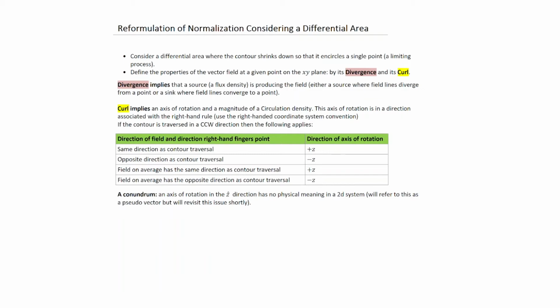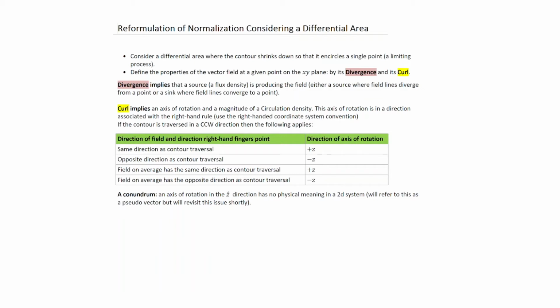The divergence implies a source, a flux density, where a vector field is producing a field, either a source where the field lines diverge from a point, or a sink where field lines converge to a point. So lines can be going outwards or going inwards. The word divergence comes from the fact that lines are diverging, meaning they are all moving outwards from a given point. Convergence would mean converging to a single point.